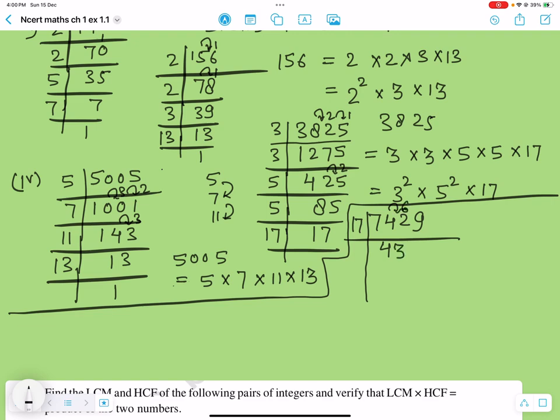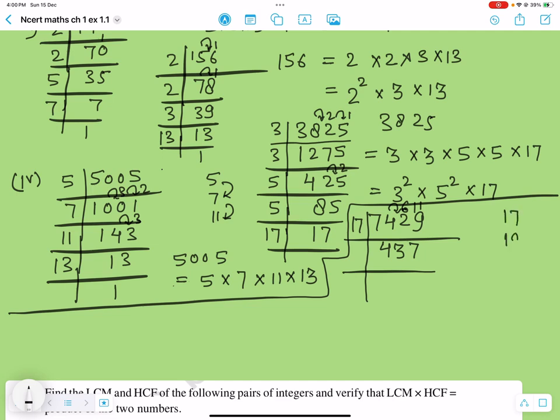So 17 times 3 is 51. Remainder is 11, becomes 119. So the number would become 17 times 7 is 119. All right. So we know it's not going to be divided by 17.